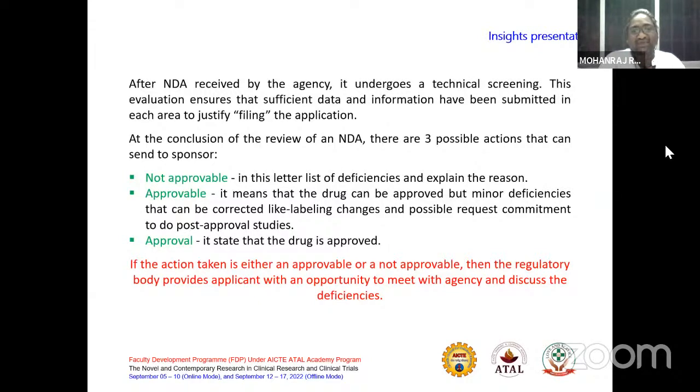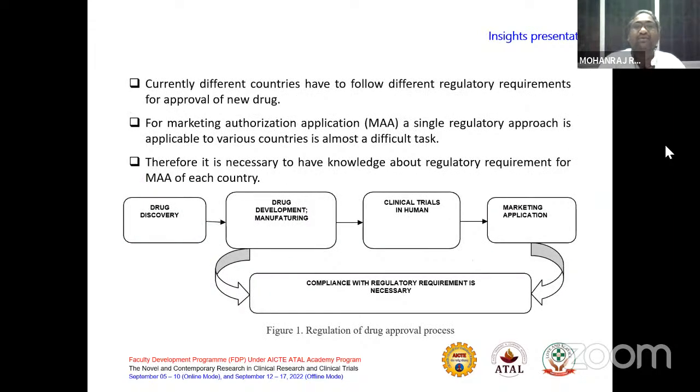But if the action taken is either approvable or not approvable, then the regulatory body provides the applicant with an opportunity to meet with the agency and discuss the deficiencies and how they can be addressed for the next process. The processing of new drug approval varies from company to company.